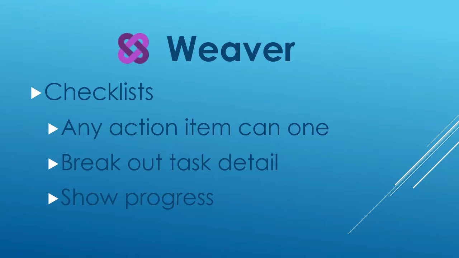I'd like to introduce you today to a new feature called checklists. A checklist is something that can be in any action item. It breaks out the detail of that task and allows you to show progress on that. It's used in cases where you have a set of activities that need to be done, but they're all done by the same person. They're all done as part of one activity.